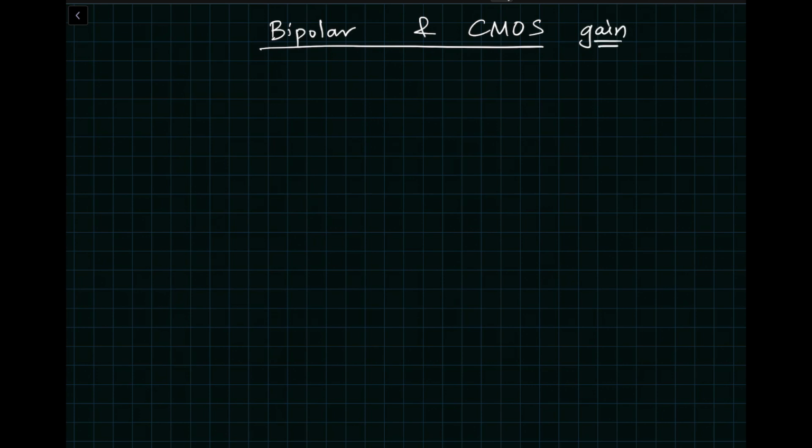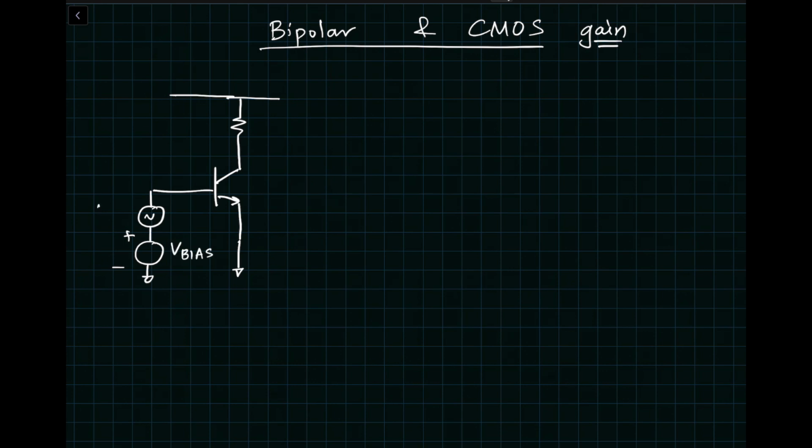So what we are going to do is we are going to compare bipolar and CMOS gain. That's what we're going to do. And we're going to keep the same topology. So for example, on the left side, I'll do the bipolar topology. And for the purpose of this discussion, we will just have a DC voltage source here of bias. And this is our Vin. And this would be Vout, RL.